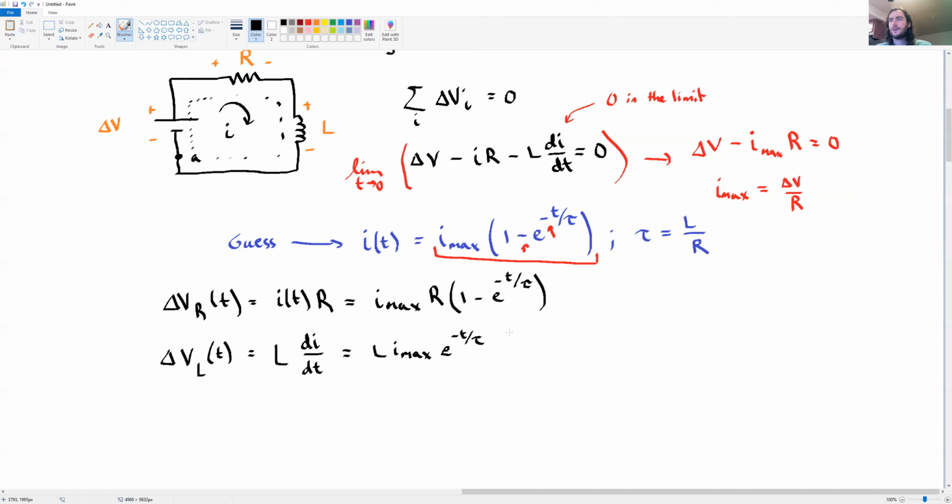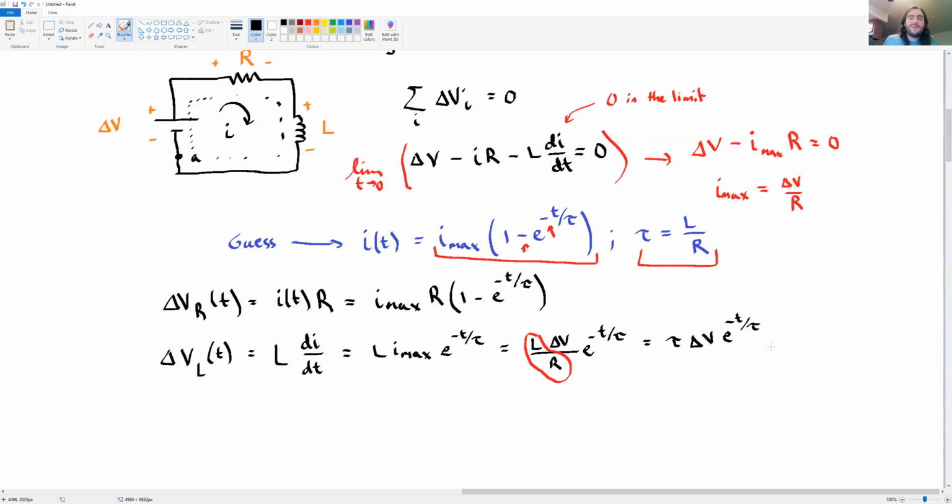And again, you can look at this equation in another way. You can say, of course, I max is delta V over R, right? So if I write this as I max is delta V over R, I have L times delta V divided by R times e to the minus t over tau. And then I can make one more change. I can say, hey, look, I have L over R here. L over R is tau. So I can say tau times delta V e to the minus t over tau.